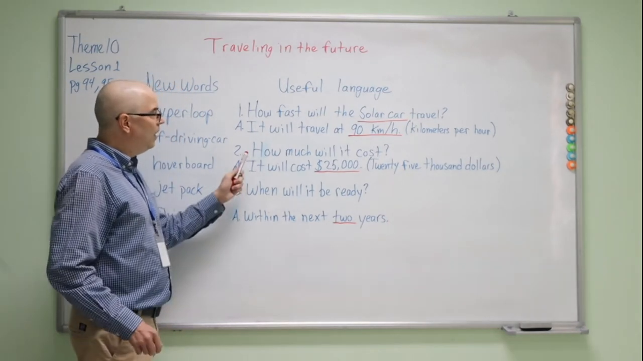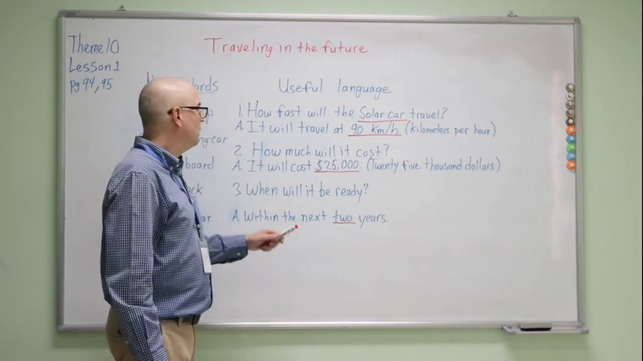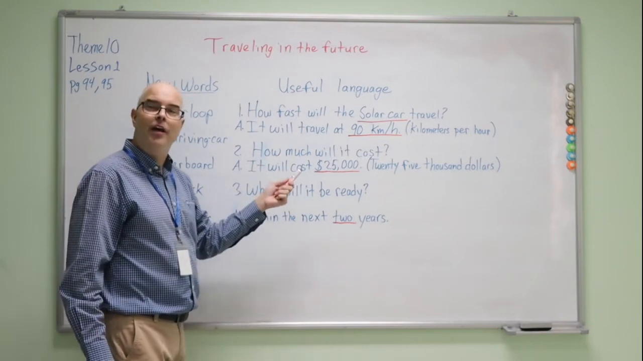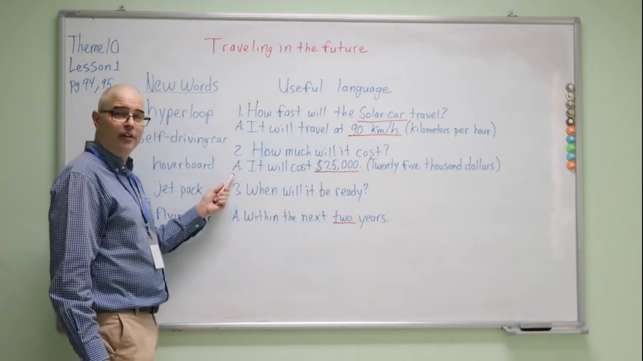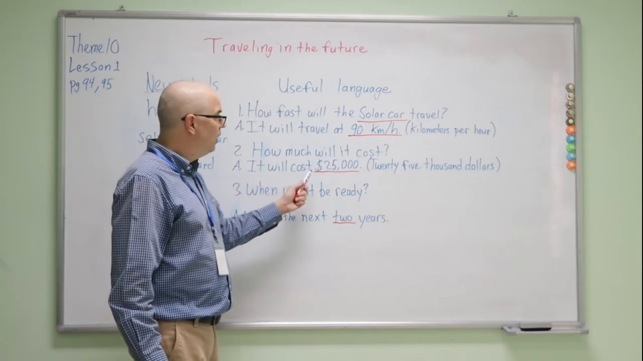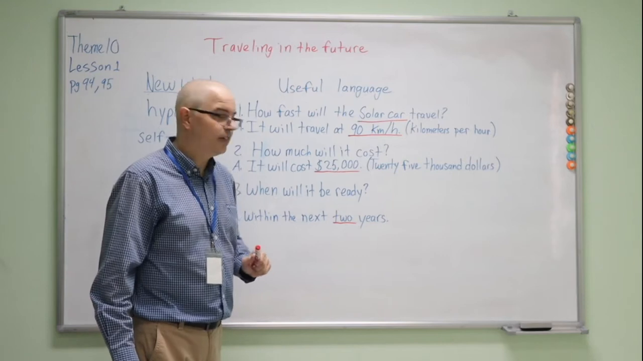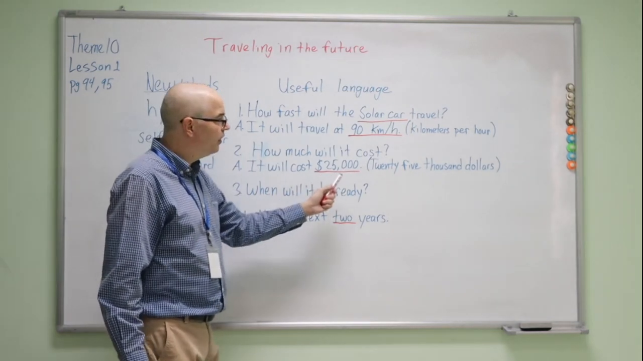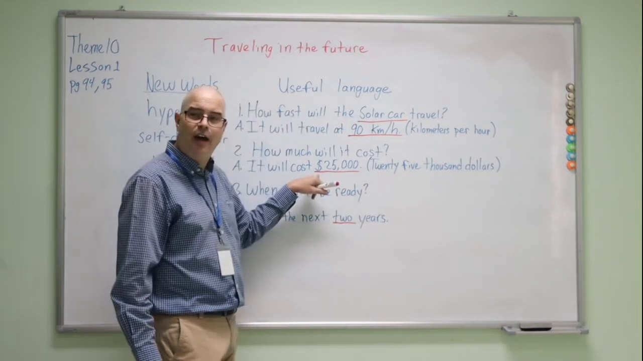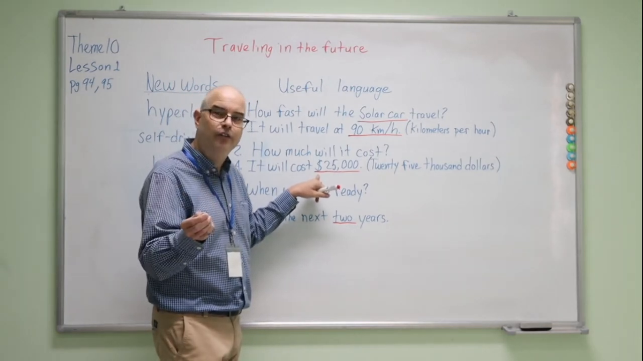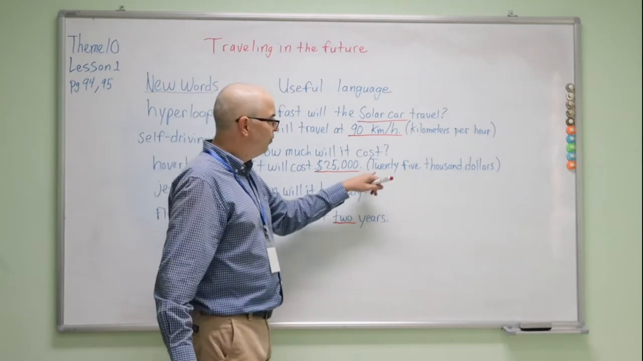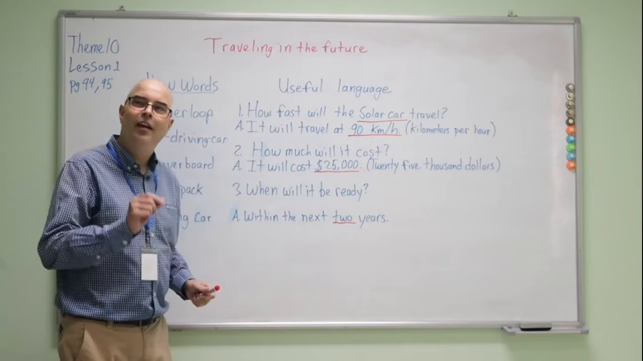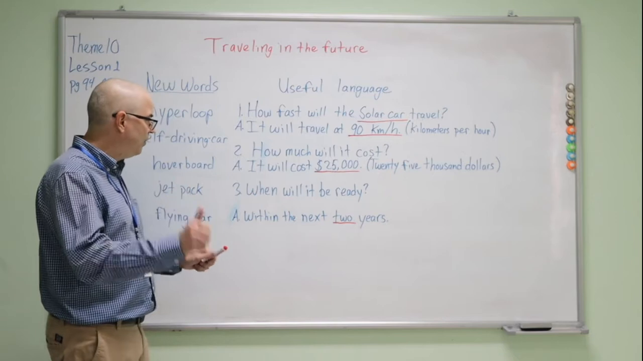Number two, how much will it cost? One more time, class. How much will it cost? Answer. It will cost $25,000. Here is how we would read this in English class. When you see this dollar sign, always remember it means dollars. U.S. dollars, not dong. So we would say $25,000. Try to remember that anytime you read that number in English. Okay, good job, class.